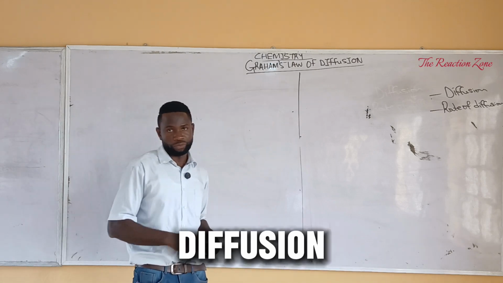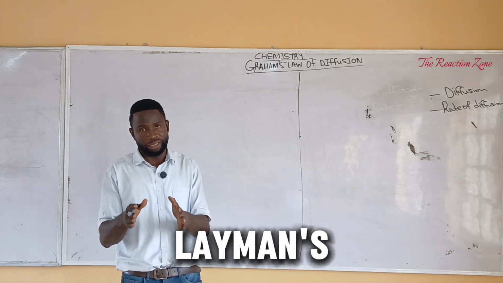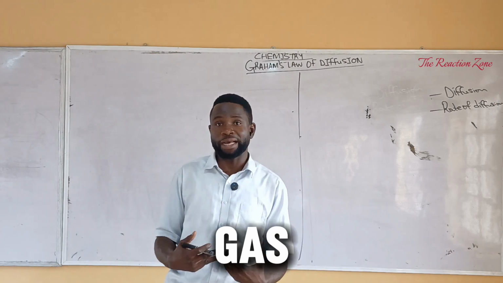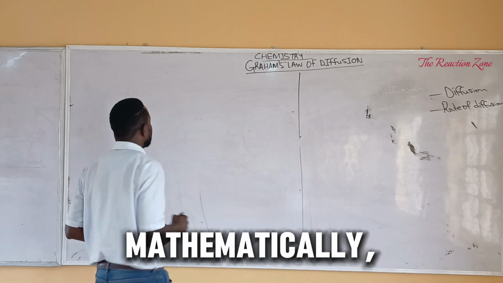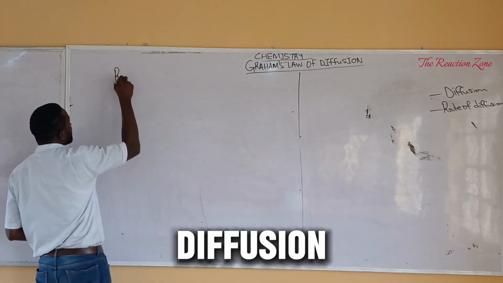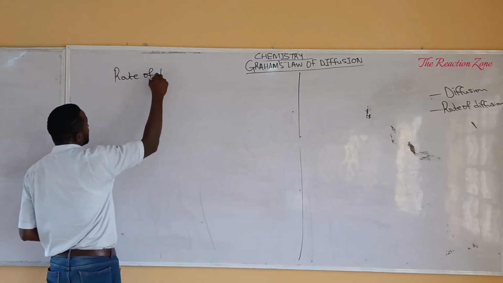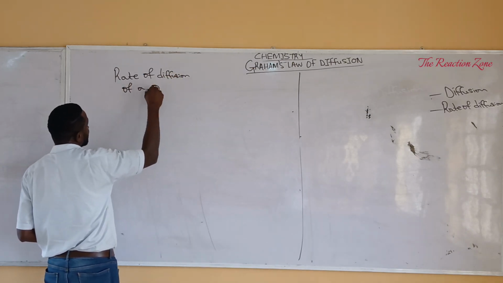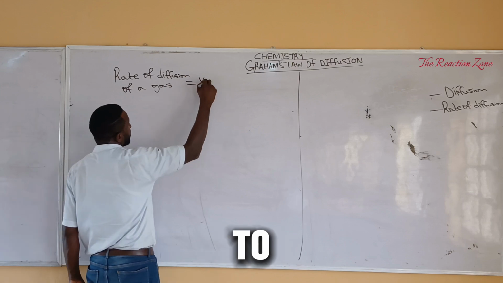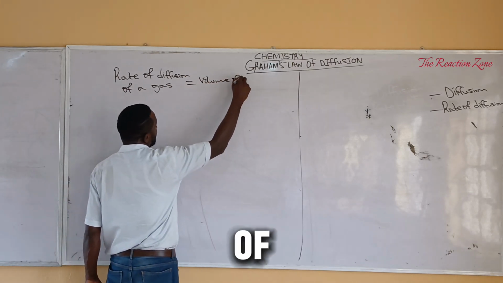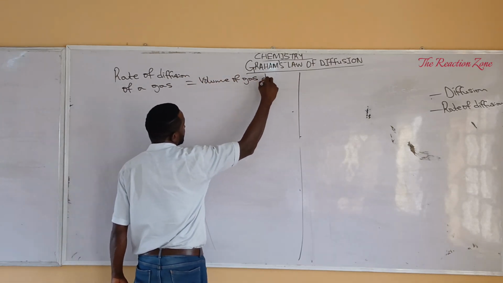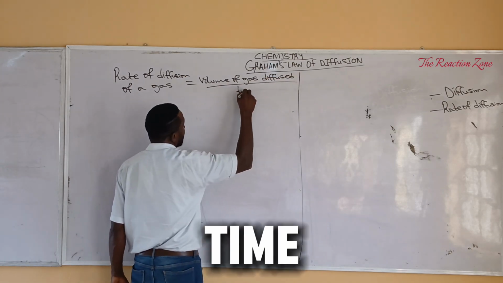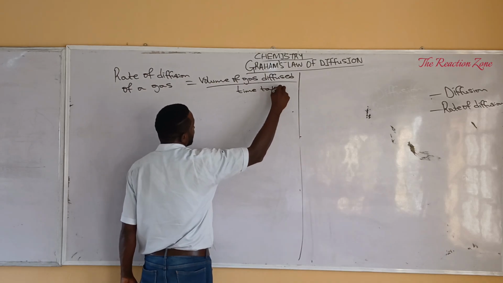The rate of diffusion of a gas in layman's terms refers to how fast or how slow a gas moves. Mathematically, the rate of diffusion can be expressed as: the rate of diffusion of a gas is equal to the volume of gas diffused over the time taken.